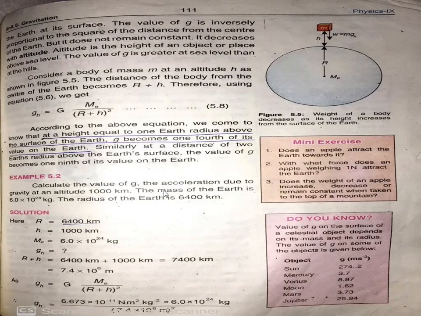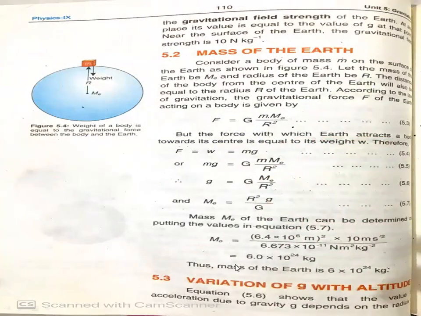Calculate the value of g, the acceleration due to gravity at an altitude of 1000 kilometers. The mass of the earth is 6 into 10 power 24 kilogram. If it is not given, you should know that we just calculated the mass of the earth in the last topic. In this example, it is given to us.